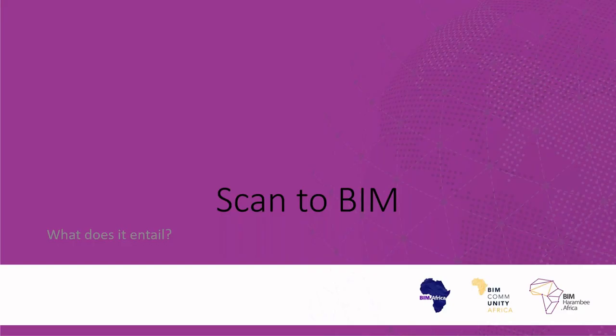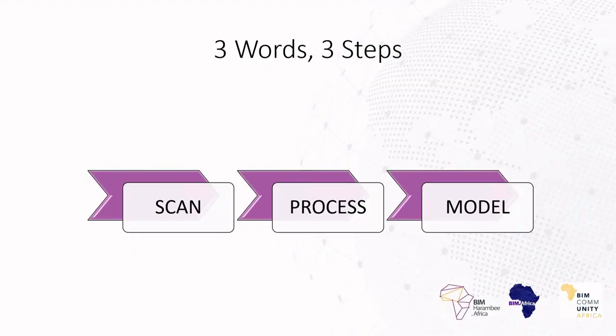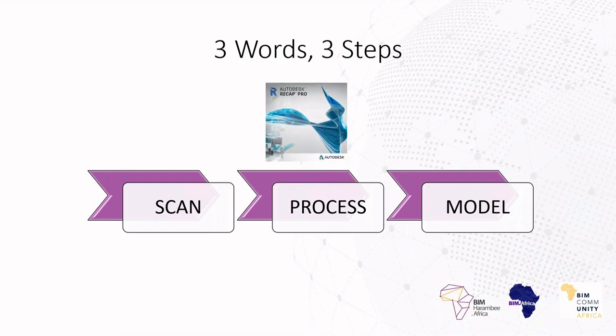So Scan to BIM, what does it entail? Like I said, 3 words, 3 steps. Scan is the first process where you would use a laser scanner, LiDAR, drones, whatever laser scanning or 3D scanning technology that's available to capture the existing environment or reality. Once that has been done, we need to take that raw data that has been acquired and process it to ensure that it's registered, indexed, structured, and verified for accuracy. And thereafter, that data is imported into your CAD modeling tool or your BIM modeling tool that you can actually do design and tracing. So where does ReCap Pro fall? It falls in the processing part of it. And today I'm going to be showing you just that.